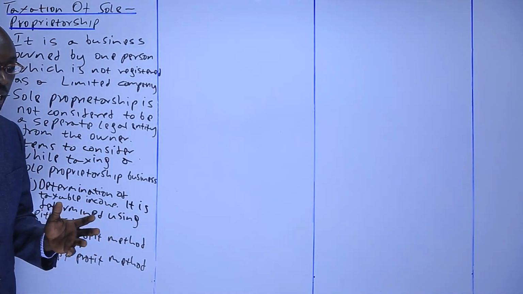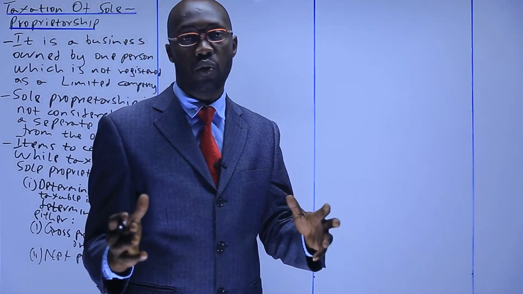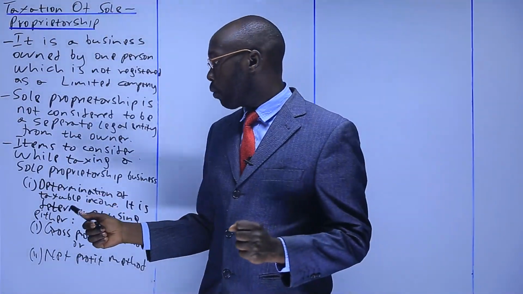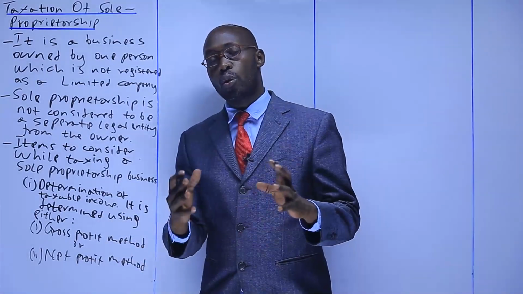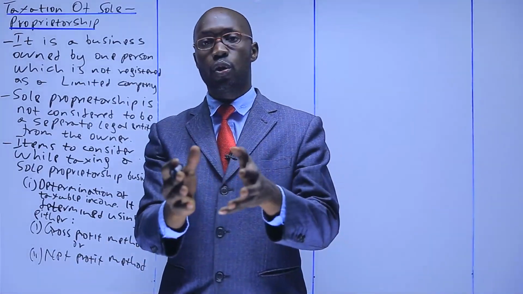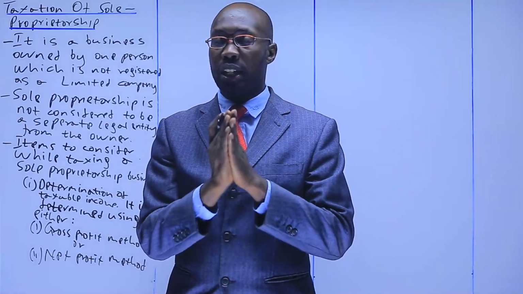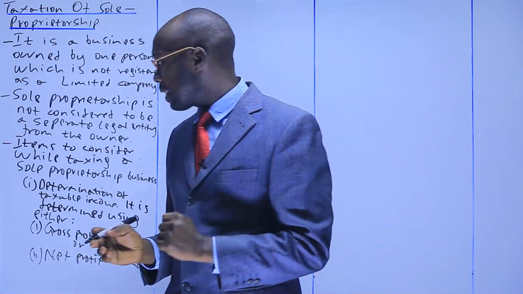This we already had looked at when we were looking at the introduction to the taxation of the business, that you can use the gross profit method to get the taxable income or a net profit method. So when you're dealing with the sole proprietorship, you use one of them to determine the taxable income, just like we talked about. That is number 1.